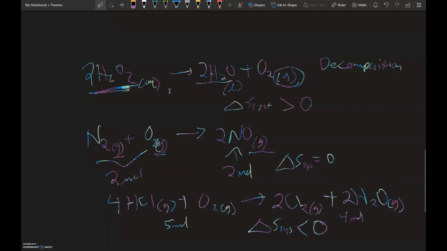Okay, so in the next video, we are going to be studying entropy on the molecular scale, and we'll be focusing on the Boltzmann distribution and Boltzmann's equations.